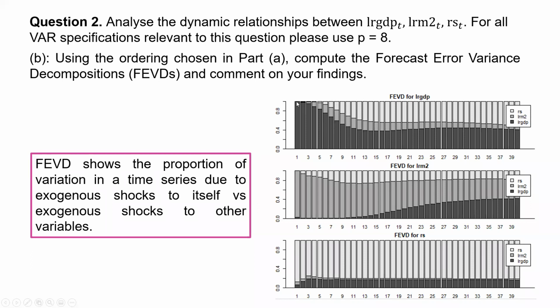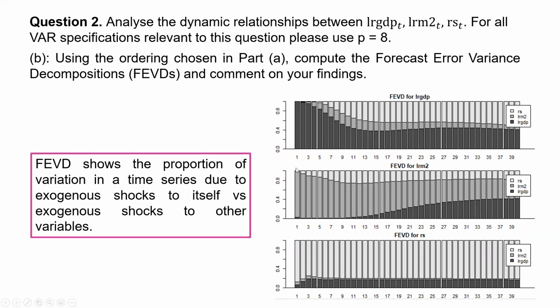And this is proportion. So for example, let's take 20 periods in the future, which would be this one. Approximately 40% of the fluctuation of GDP is caused by shocks in money supply. I would dare to say 20% by shocks in monetary policy, and another 40% by shocks to itself, right? And the shock occurs at time zero. So that's what fluctuation is produced by that shock after it occurs.